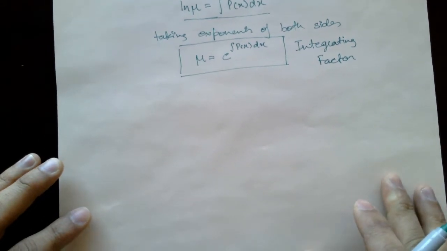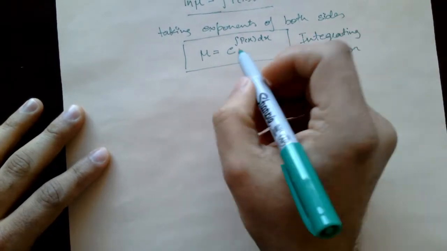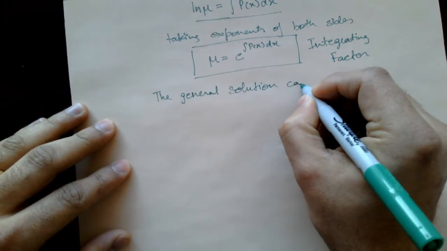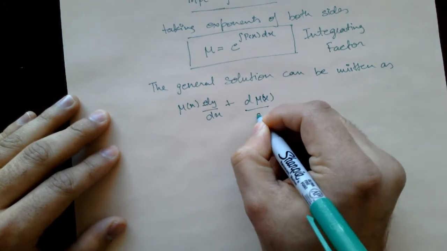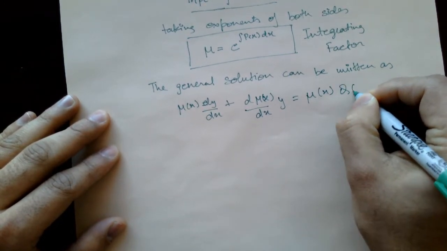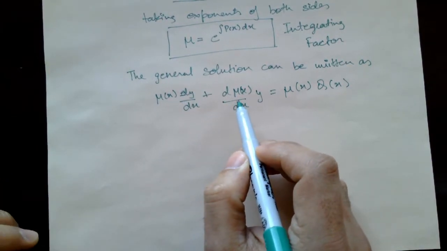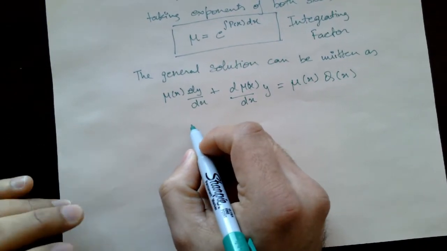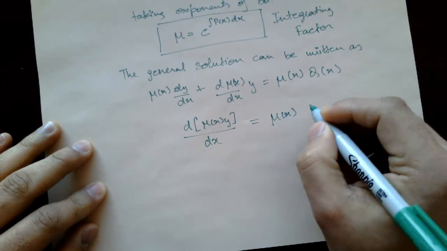Okay, so what can be a general solution using integrating factor? So let's try to input this equation. In the first equation, the ordinary equation, we had this one. So the general solution can be written as mu of x dy over dx plus d mu of x over dx times y equals mu of x q of x. Okay, now on this side we can see it looks like we are taking a derivative of a product of two functions, so we can go back a step and rewrite it as d of mu x y over dx is equal to mu x q of x.